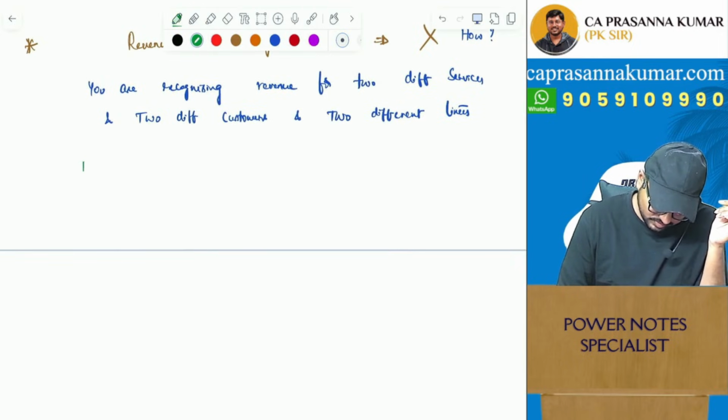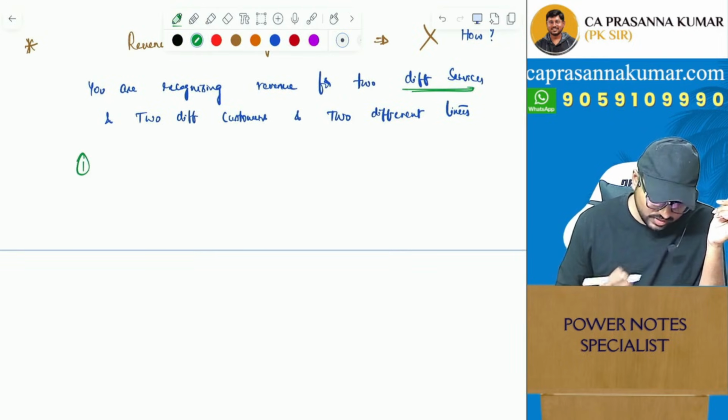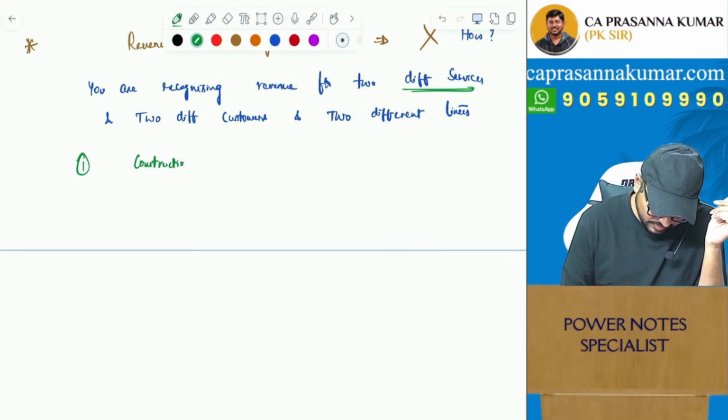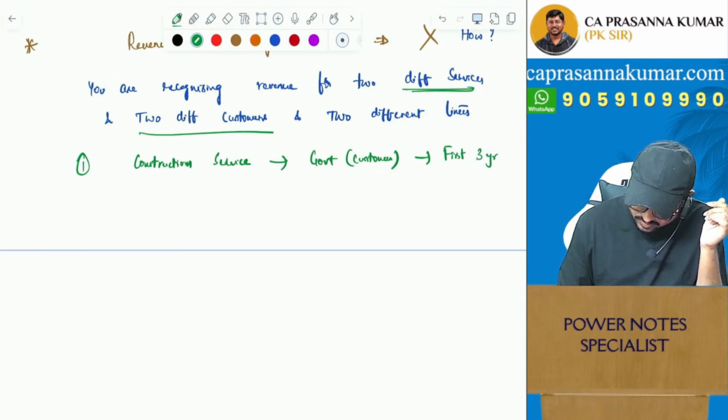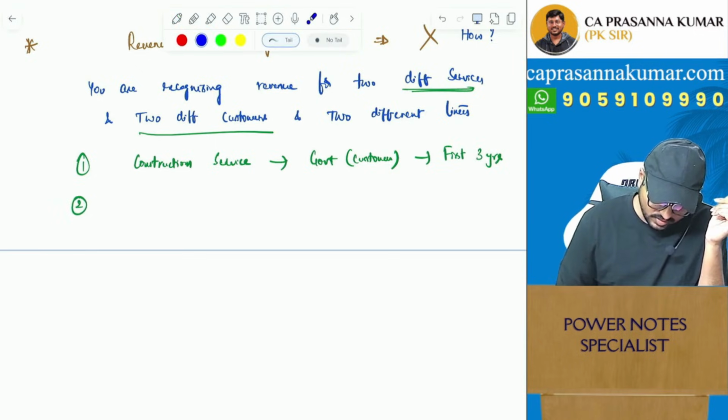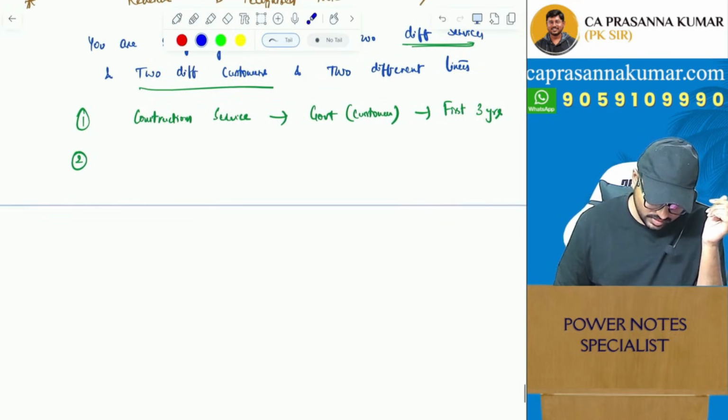First, what did I say? Two different services. Construction service. Two different customers. Government customer. Government is the customer. Two different times. First 3 years. All right, Nana. This one is clear. Look at the other example.